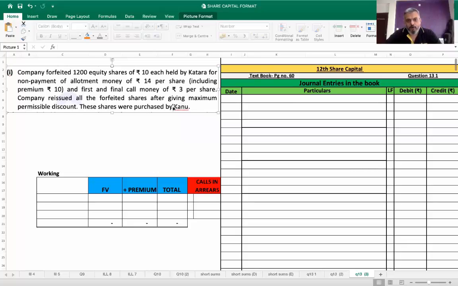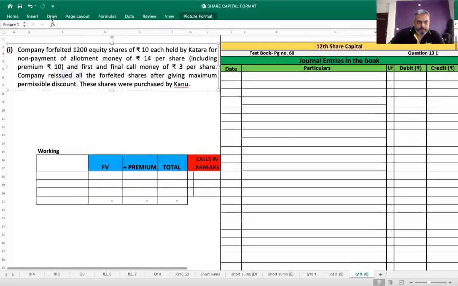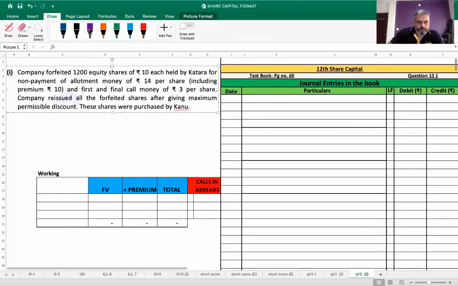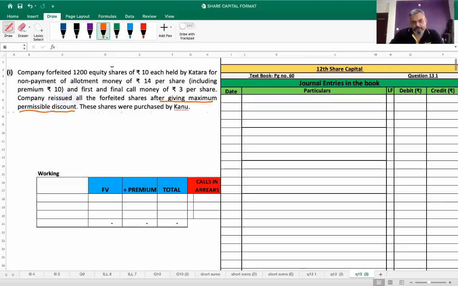Company reissued all forfeited shares. Please underline this. Extremely important for exam. Shares after giving maximum permissible discount, these shares were reissued to Kannu. So we'll see this when we go for reissue. Now first let's do the working.